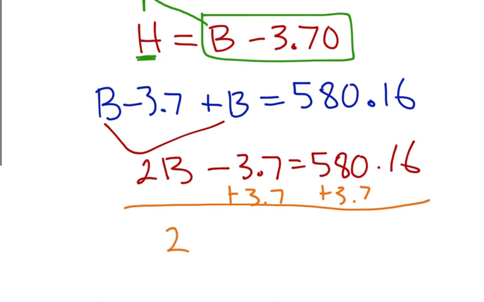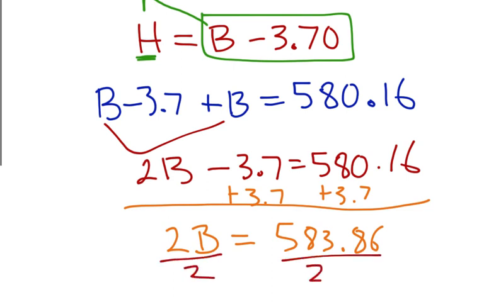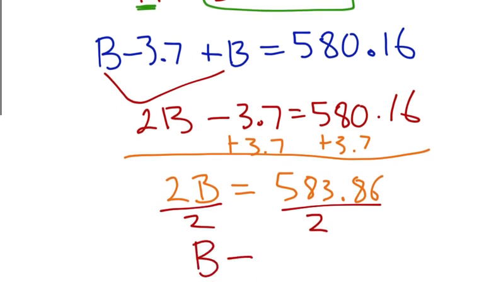And then I get my 2b is equal to 583.86. And then to finish, I just have to divide that by 2 to get b alone. And that gives me b is 291.93. Okay, so now that's the fan cost index for baseball.